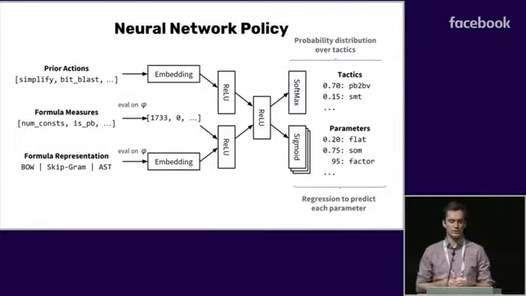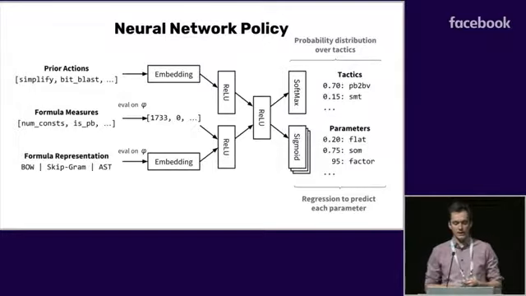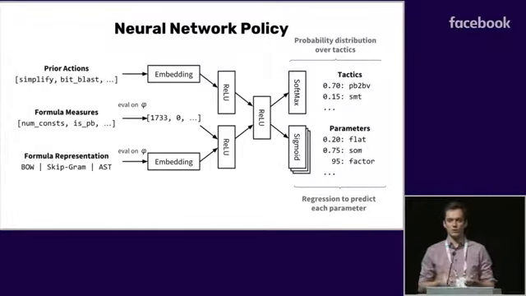The first one is a probability distribution over the next tactics to apply, and also a regression over the parameters. I didn't mention the parameters so far, but you can think of parameters as something that affects how exactly the transformation is going to be applied.